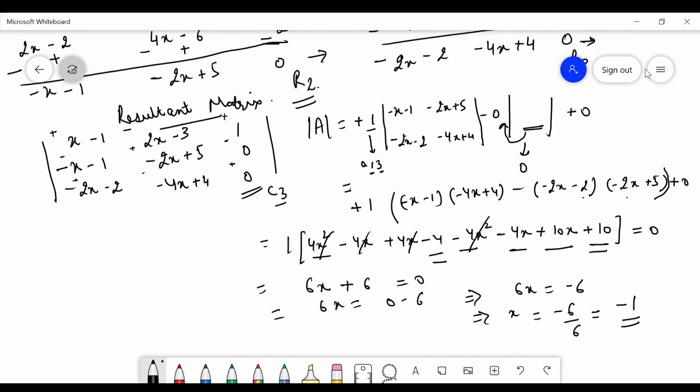So now you can see that with the help of elementary operations, we will be able to calculate and solve the question in a very simple way. Hope the concept is clear to you.